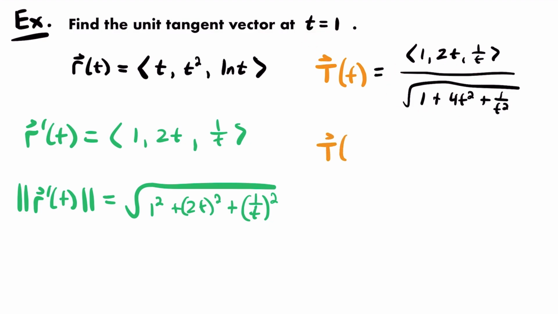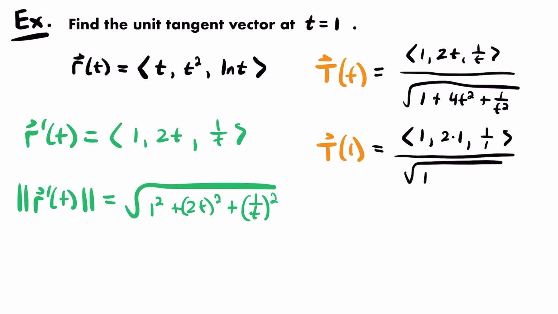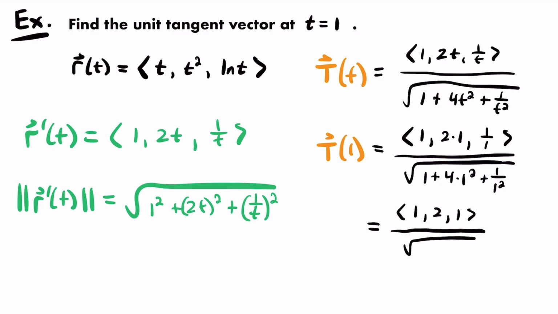We'll have capital T of 1 is equal to a vector with components of 1, 2 times 1, and 1 divided by 1. And we're dividing by the square root of 1 plus 4 times 1 squared plus 1 divided by 1 squared. All right, and so then simplifying, we have 1, 2, and 1 as our vector components, and then we're dividing by the square root of 1 plus 4 plus another 1 is 6, right? 1 divided by 1 squared is 1, so we have 1 plus 4 plus 1, which is 6.